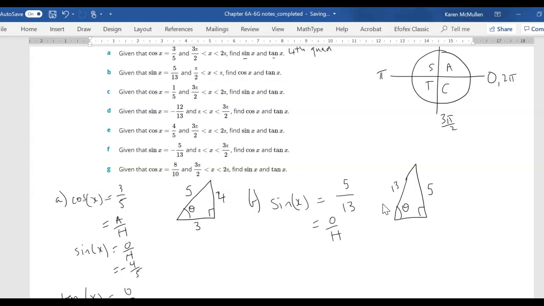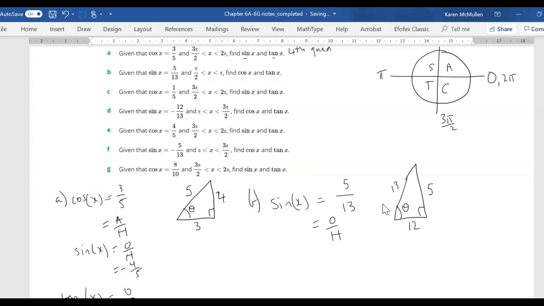Now, if we were to use Pythagoras' theorem, we can work out this side down the bottom. So 25 and 100, so it's going to be 12. All right, so 3, 4, 5 is a typical Pythagorean triad, but 5, 12, 13 is another one. And then you've got multiples of them.